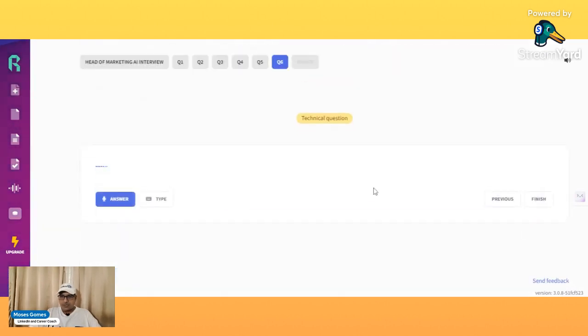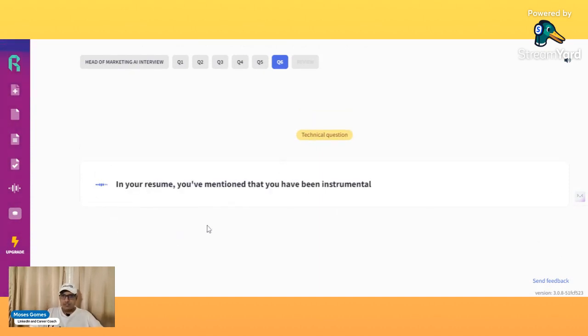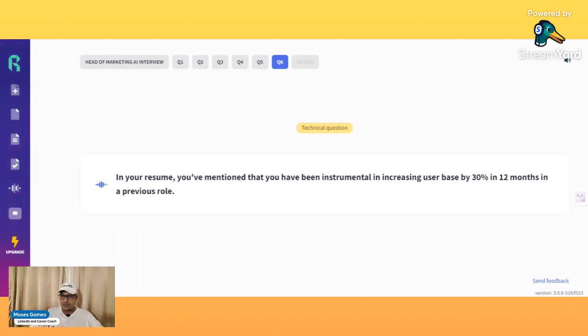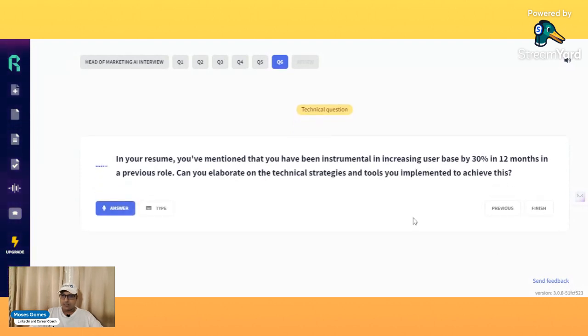There's In no your resume, question. you've mentioned that you have been instrumental in increasing user base So by you have mentioned that 30% in you have 12 been months in a instrumental in previous role. increasing user base by Can you 30% in elaborate on 12 the months technical in a strategies and previous tools you role. Can you implemented to achieve elaborate on the this? technical strategies and tools you implemented to achieve this?